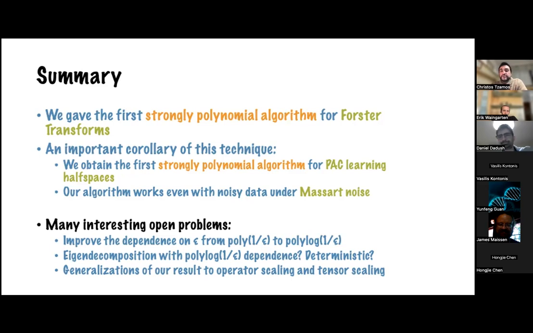Another question is whether the eigendecomposition result that we gave can also have a polylogarithmic dependence on one over epsilon, and whether you can de-randomize our algorithm. Can you make it deterministic? The whole algorithm that we presented is randomized just because we do not know how to compute these eigenspaces in a deterministic way. Another important question is whether one can generalize these techniques to generalizations of the Forster transform, like operator scaling or tensor scaling. So this is it. Thank you. I'm happy to answer questions.